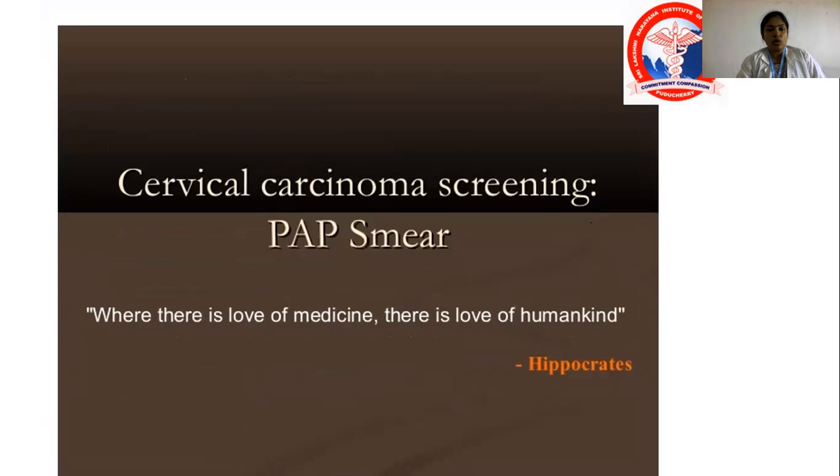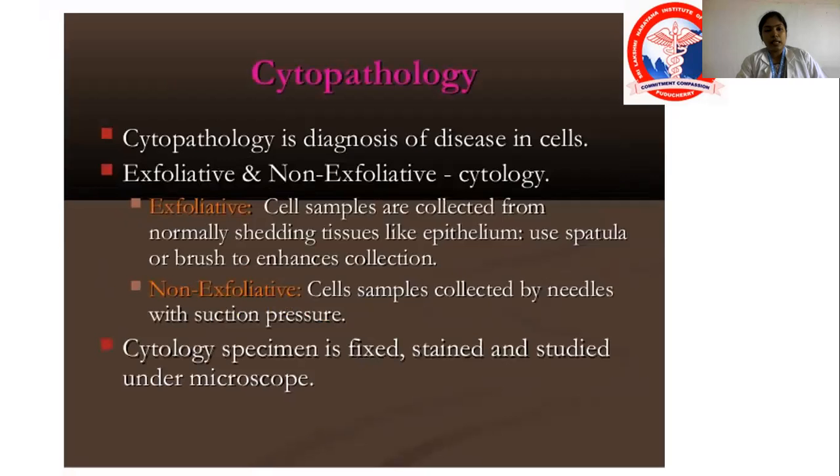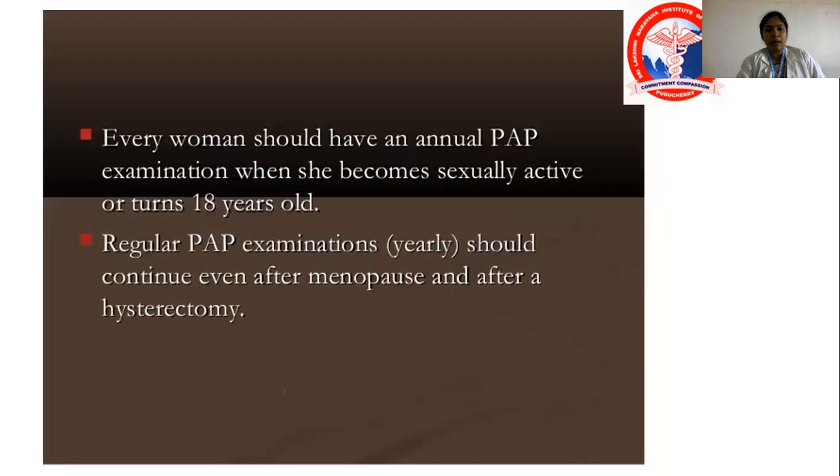So, cervical carcinoma screening and Pap smear. Since the Pap smear examination was introduced after World War II, death rates from uterine cervical cancer have decreased by 70% in the US. Pap smear is the most effective cancer screening test so far. So it is an exfoliative cytology. The screening test for cervical cancer is a simple, safe and non-invasive method which was developed by George Papanicolaou.